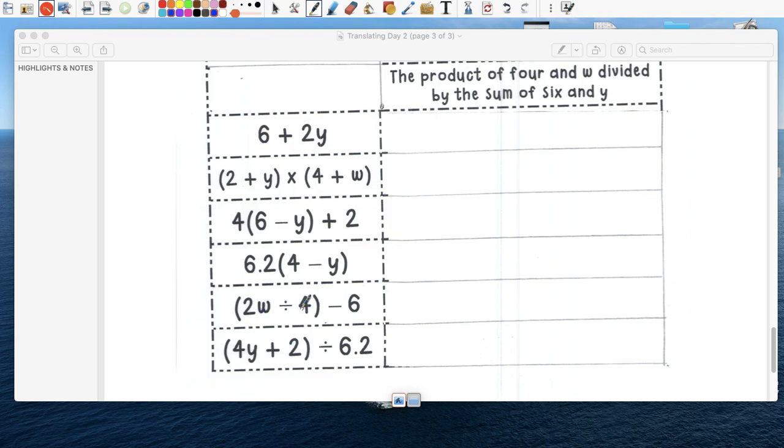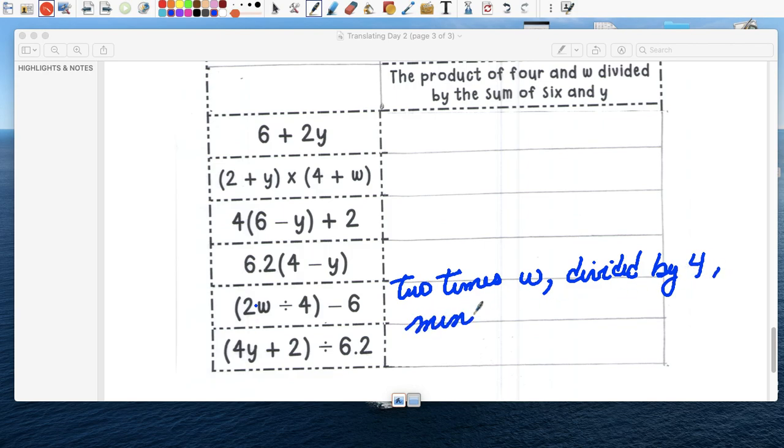Next one, 2w divided by 4, so it's 2. Don't forget there's a little dot, so 2 times w, comma, divided by 4, and I should have put the comma before, divided by 4, comma, minus 6. Not liking this anymore.